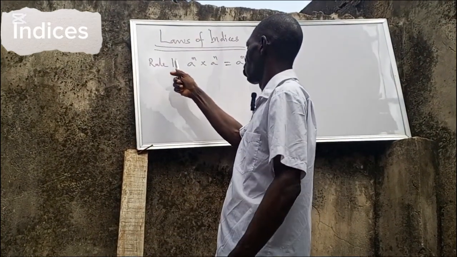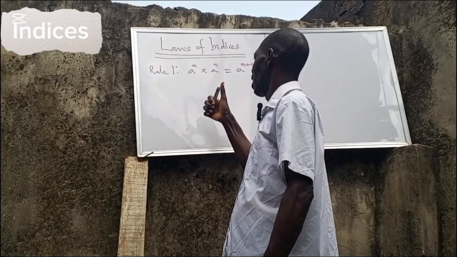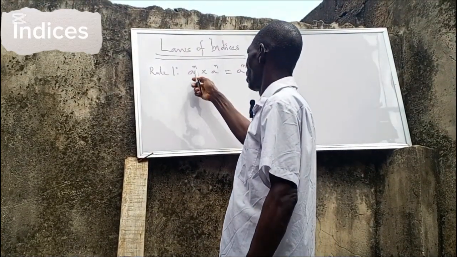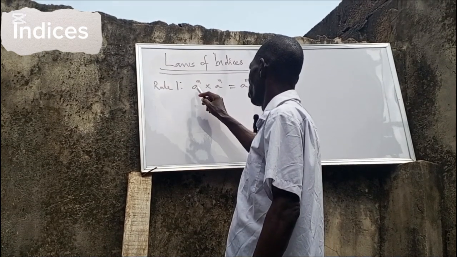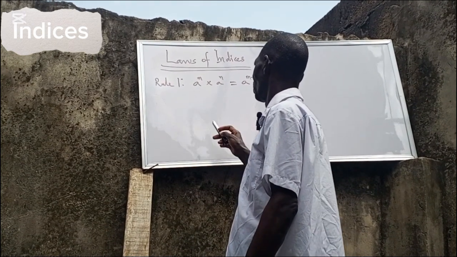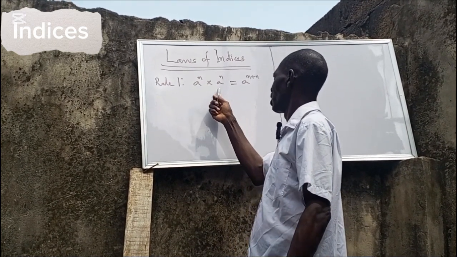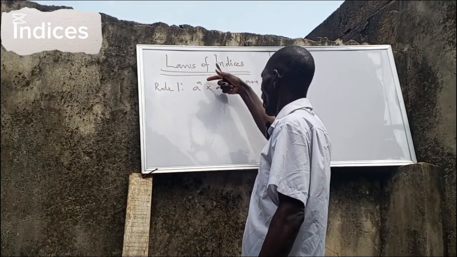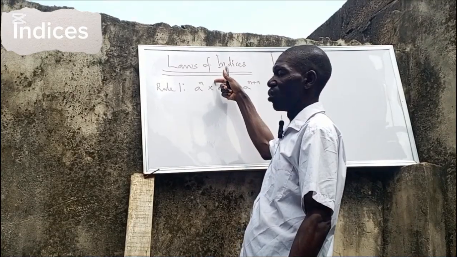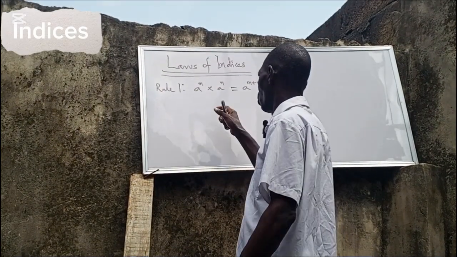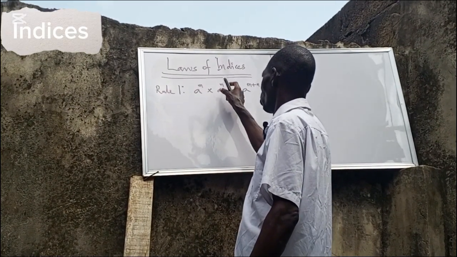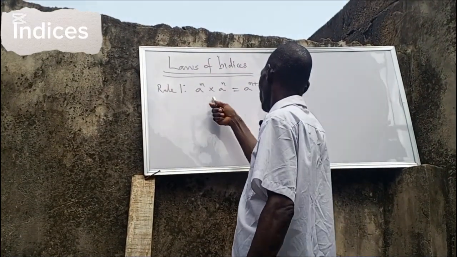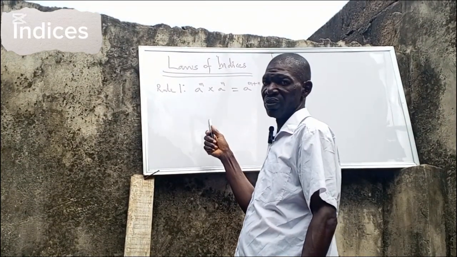So the first rule is multiplying base numbers, when the base numbers are the same. So this A is the base, while this is the index or power or exponent. So when the bases are the same like this, the index, you are going to add with the index. So that is the first rule.